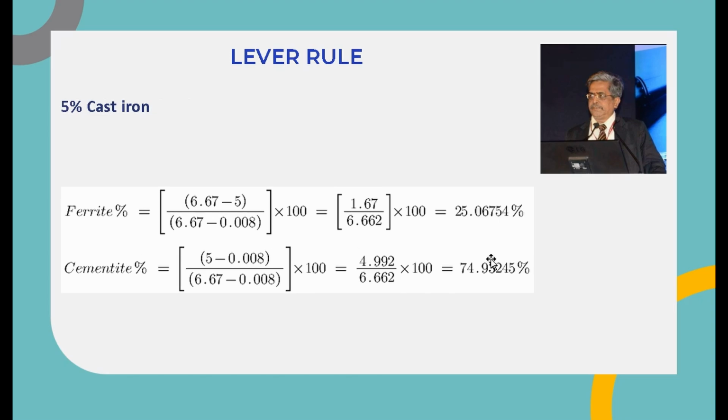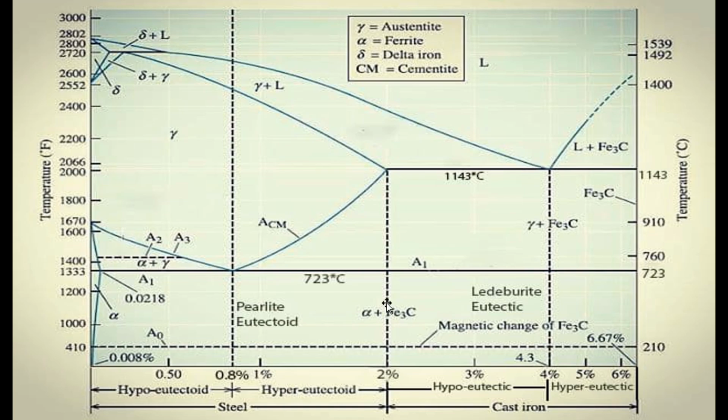See the second example, 5% cast iron. Now come to the diagram. I intend to know again the ferrite and cementite percentage. Now come to 5% cast iron, the line here, because this is 4.3%, so 5% will be here. This is 5% cast iron.